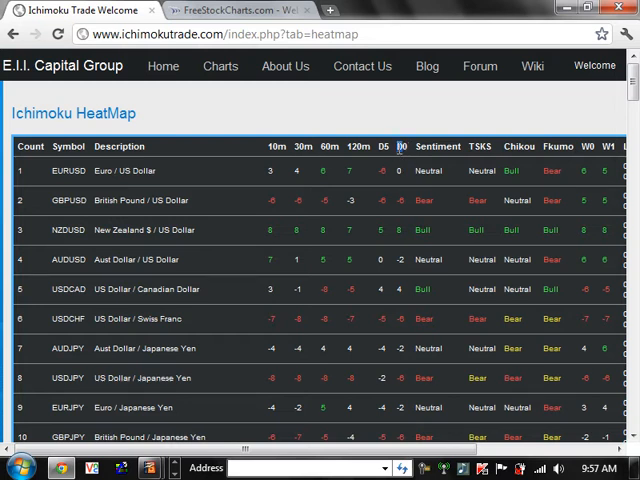D0 is the current daily Ichimoku rating. D5 is the rating from 5 days ago. W0 is the weekly Ichimoku rating, and W1 is the Ichimoku rating from last week. Again, remember, we're looking for D0 to be around 5 and -5, and you want to see it increasing from last week or decreasing from last week, and then you want the weekly to show the same thing. If you look here, this is in conflict.